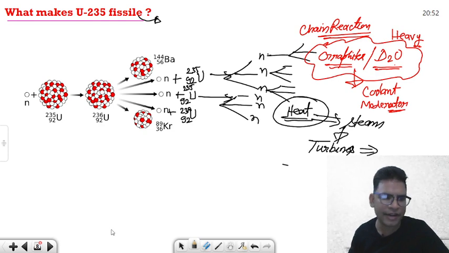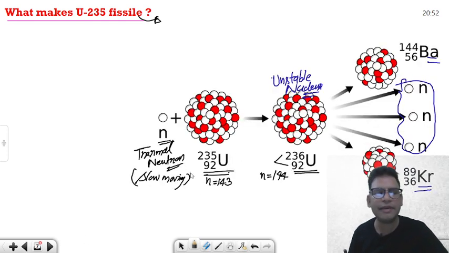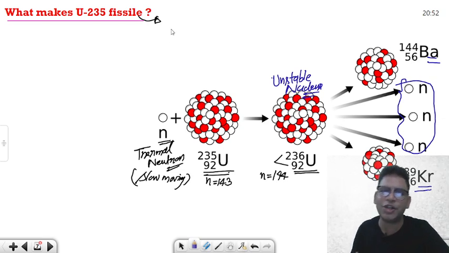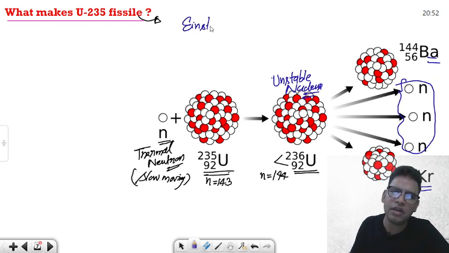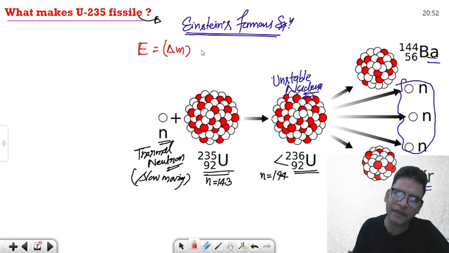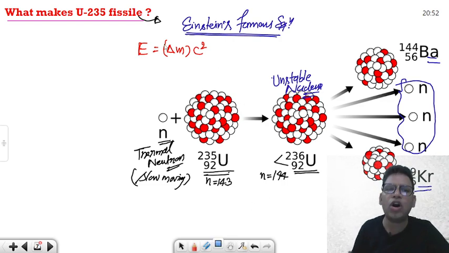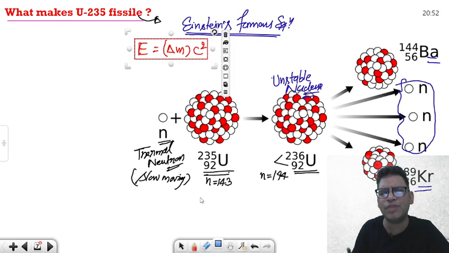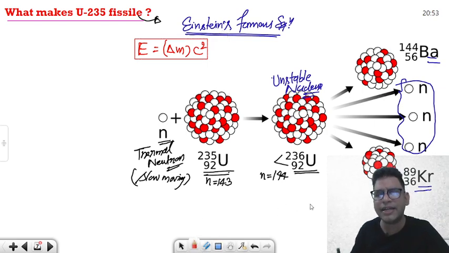That's the basic idea. But you can ask me a very basic physics question: what is the physics behind it? How do you get energy? Einstein's famous equation, which says mass and energy are equivalent. So this energy comes from the mass defect, delta m c square. What is c? c is the speed of light. You must have heard E equal to mc square, but it is actually delta m c square.